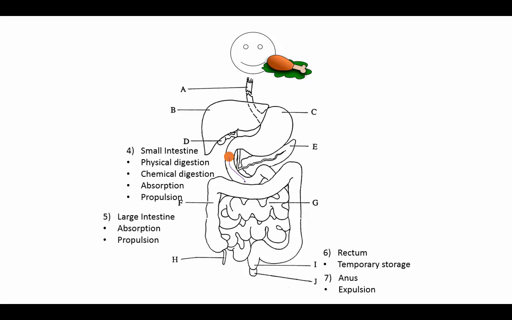As it travels in the small intestine, our acid chyme is going to get chemically digested. And all of the macromolecules are going to break into the smallest subunit form. Please note that the small intestine is known as the major organ of chemical digestion.